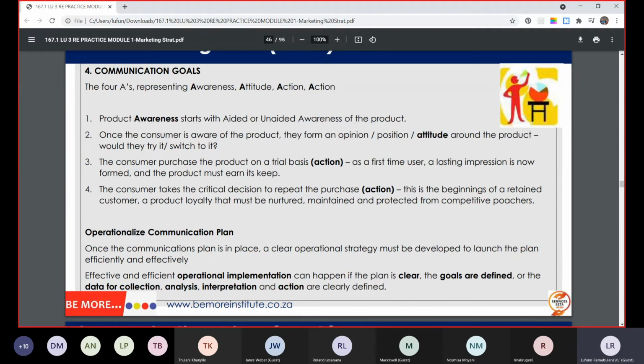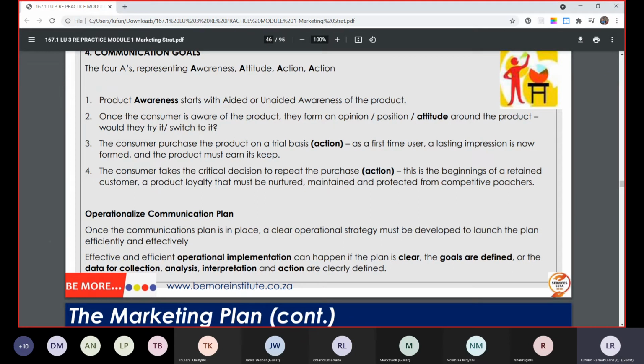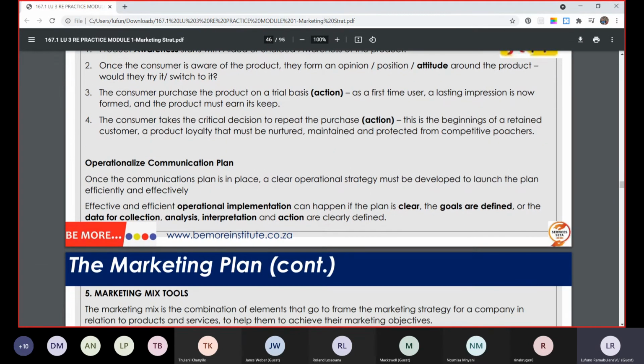So repeating these different A's is critical: your awareness, your action. The first action is the first contact with the product. The second action is the repetitive purchases, or somebody coming back again and again and again.